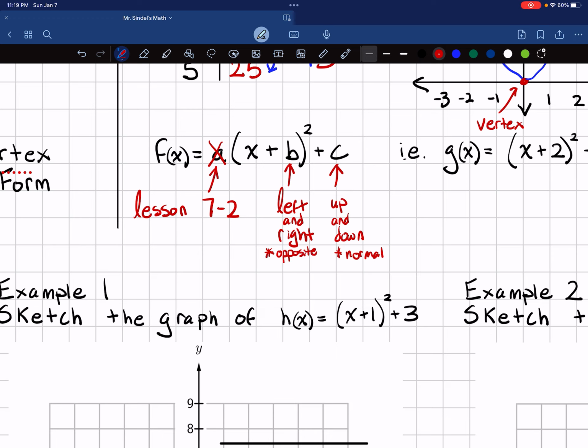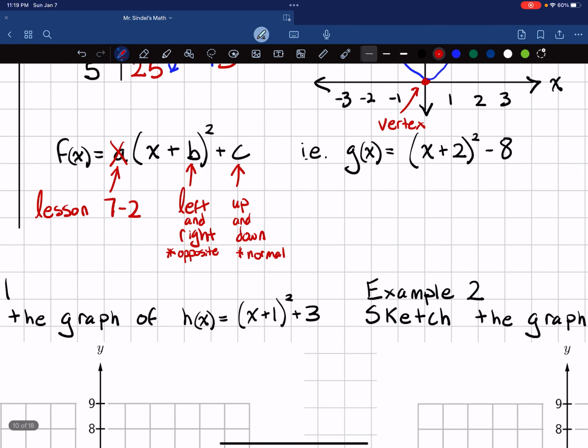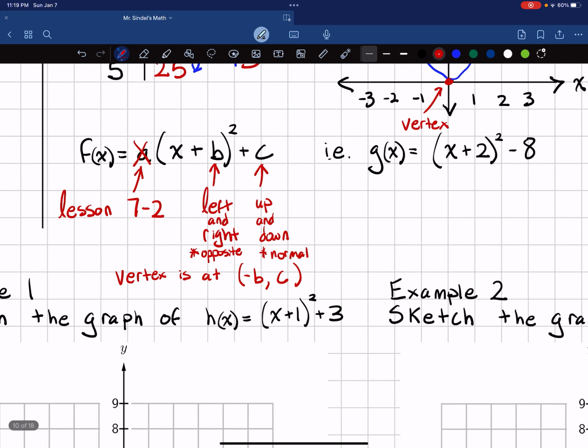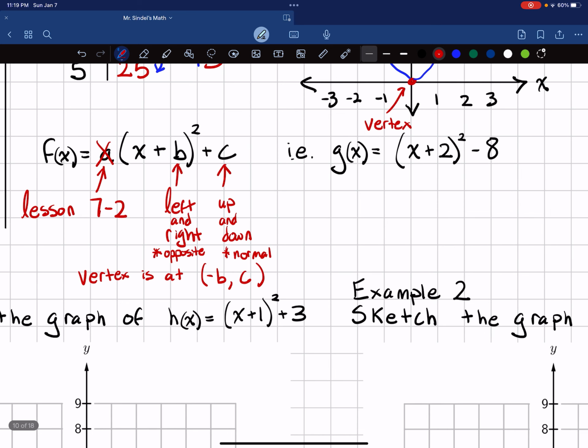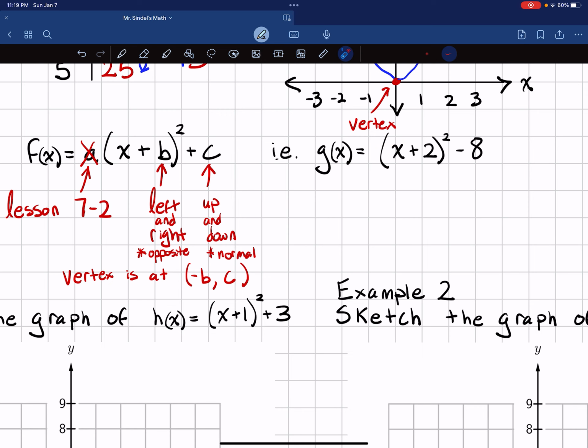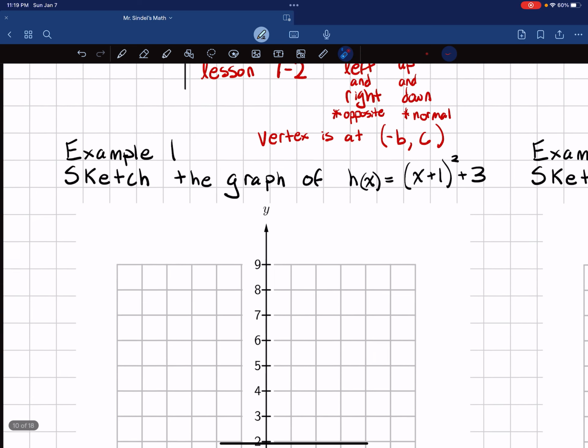Okay, and if I'm being super formal, I'll say that the vertex is at x comma y. The y-coordinate is always c, and the x-coordinate, I want to say it's b, but you have to do the opposite, so I'll put a negative b, and that will always be the x and y coordinate of the vertex. So I only have this equation up here to show what an example would look like, but I want to actually jump into some examples down here.